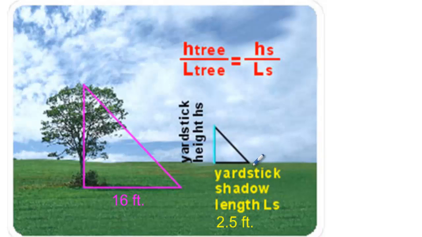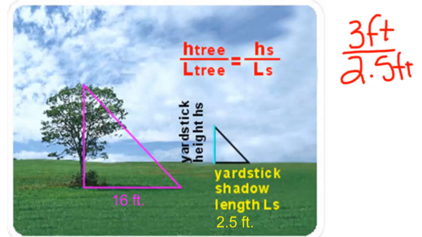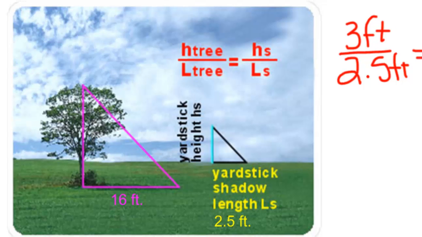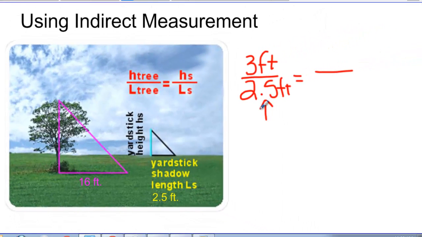is 2.5 feet. So I am going to write a ratio of the height of the item, 3 feet, to the length of its shadow, 2.5 feet. And then I would go over and I would measure the length of the shadow of the tree. And so this was my shadow over here on the bottom, so I'm also going to put the length of the shadow of the tree on the bottom of the ratio on the right side. And that one we measured to be 16 feet.